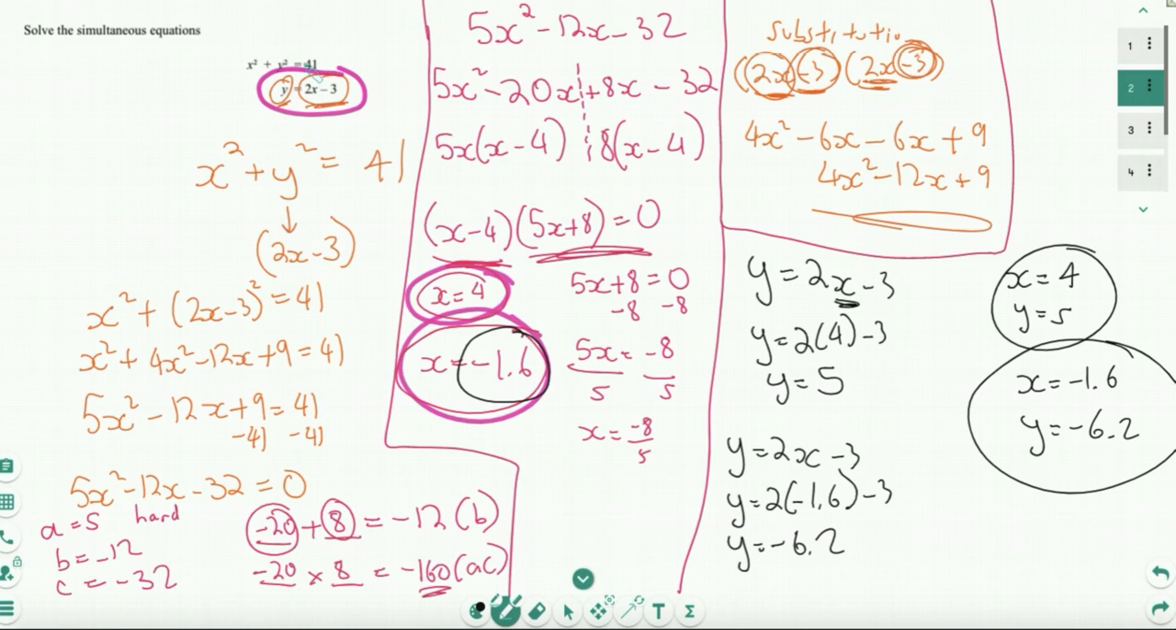So if we were to do a diagram, this first graph is a circle, the second graph is a straight line, and the two points where they intersect are, the first one, 4, 5, and the second intersection is negative 1.6 and negative 6.2. And that's how you do it.